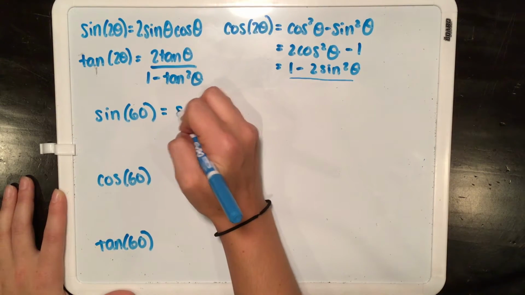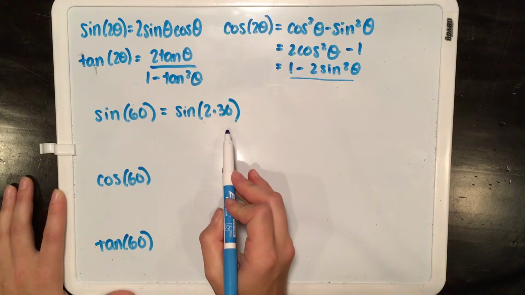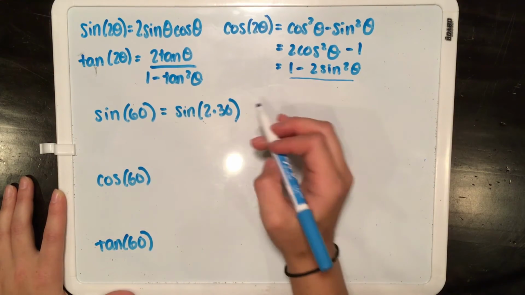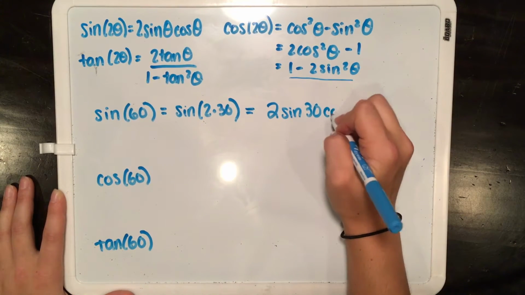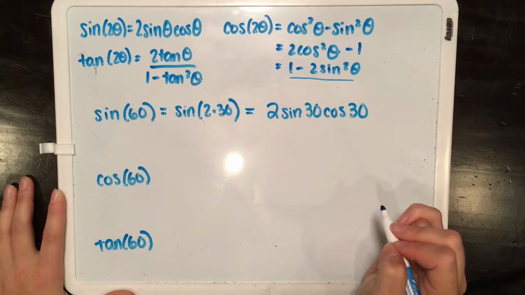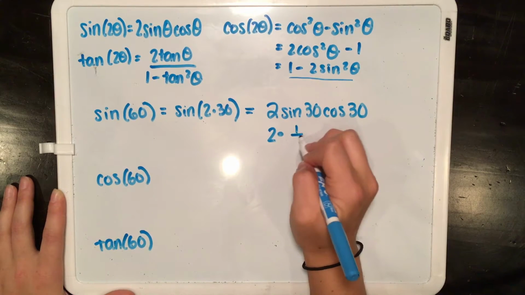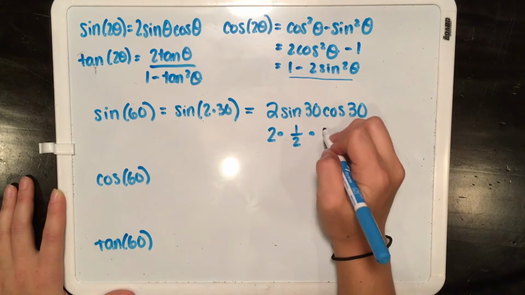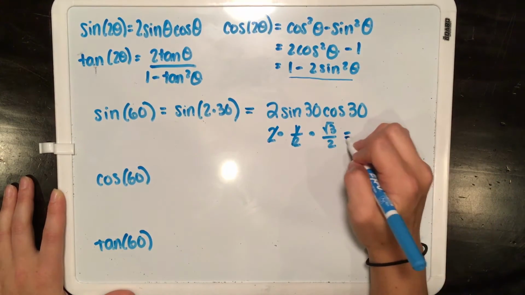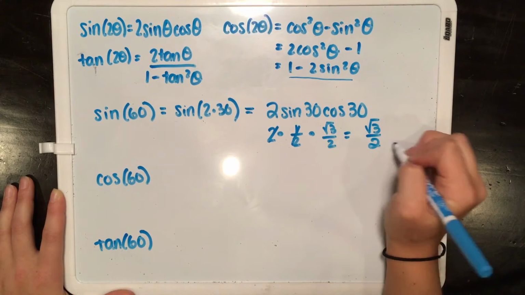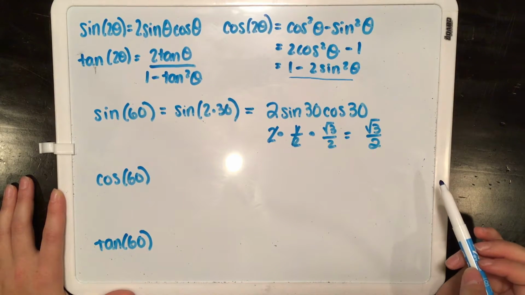So sine of 60 is the same as sine of 2 times 30, where 30 is our theta. So we're going to use the double angle formula, and we get 2 sine of 30 cosine of 30. And if we plug in the values from the unit circle, sine of 30 is 1/2, cosine of 30 is square root of 3 over 2. The 1/2 and the 2 cancel, and we're left with square root of 3 over 2, which is in fact the sine of 60. So we proved that the double angle formula worked for sine.